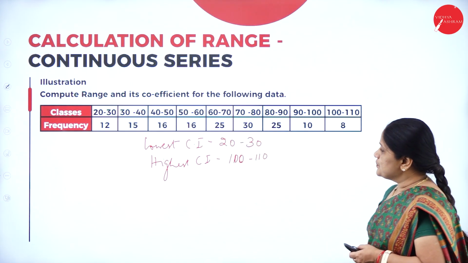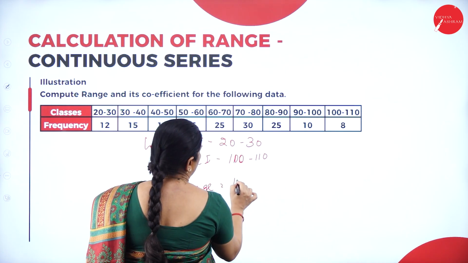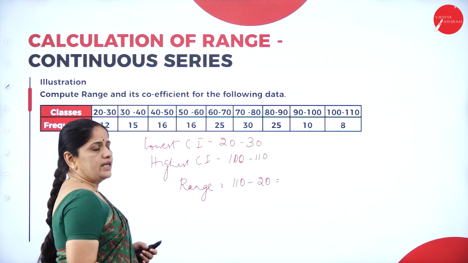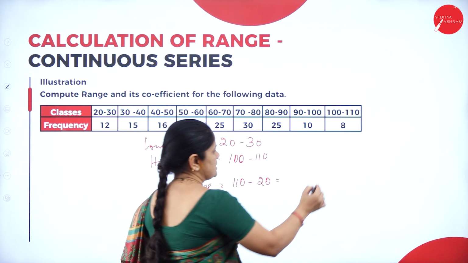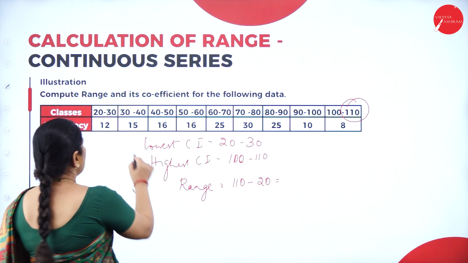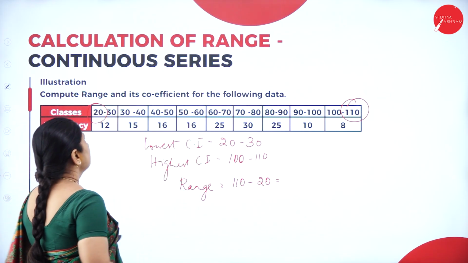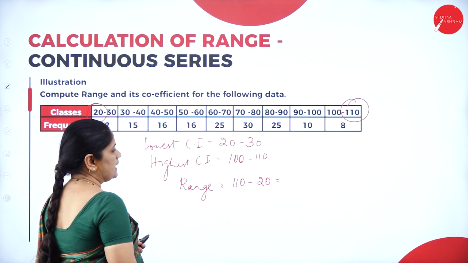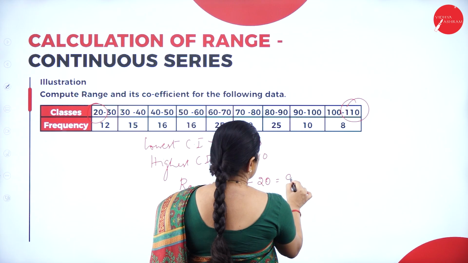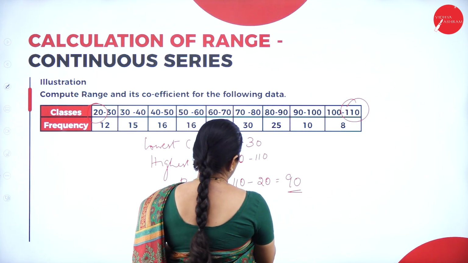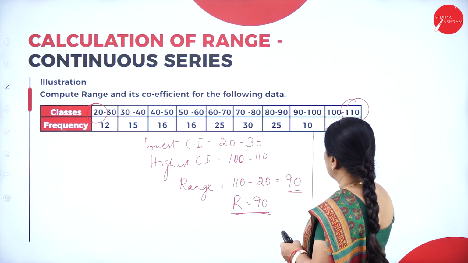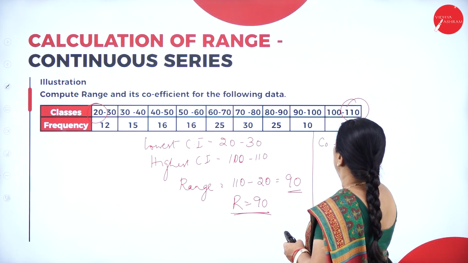Now, the range will be equal to 110 minus 20. So, this is the highest limit of the last class interval and the lowest limit of the first class interval. So, 110 minus 20, so the range equals 90. So, R equals 90. We have to calculate the coefficient of range.